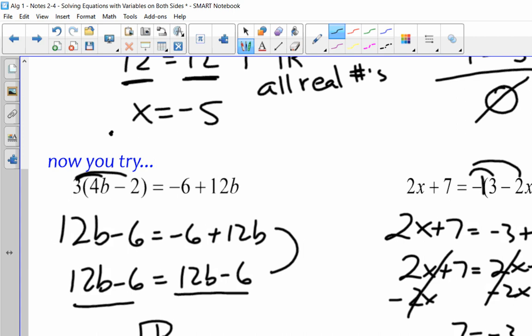Okay, over here, I did a distribution. I flipped a little bit just to make it look halfway understandable. I subtracted 2x from both sides. I get down here, I don't have any variable left. All I got is numbers left, and they are not the same. So there is no solution to that one.